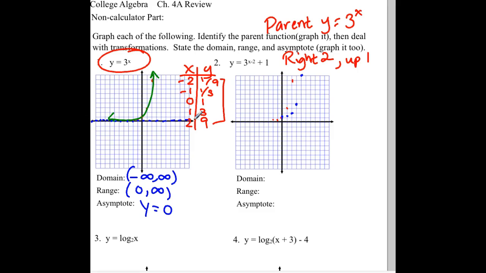So what happens now is because we've shifted all of our points up 1, our asymptote is actually going to be up 1 as well. So we're going to have a horizontal asymptote right there. The equation for that would be y equals 1. And then our curve is going to approach that asymptote on the left-hand side without actually crossing it. So domain, again, is everything from -infinity to infinity. And our range is everything above 1.